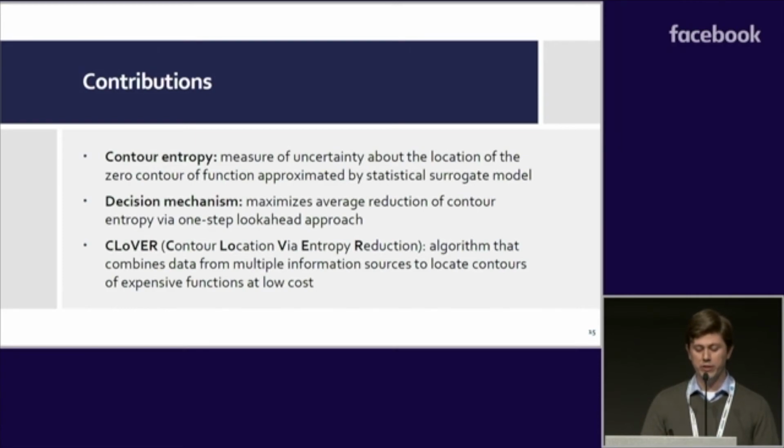The second contribution is a decision mechanism in which we use our Gaussian process surrogate as a generative model to estimate an expected reduction in this contour entropy for a given evaluation. So we use that to estimate what is the evaluation that is going to lead to the most reduction in contour entropy per computational cost. So we select both where in the parameter space to make the evaluation and which model to evaluate it. And then we put it all together in the algorithm Clover, which combines data from multiple information sources to locate contours of expensive functions at relatively low cost.